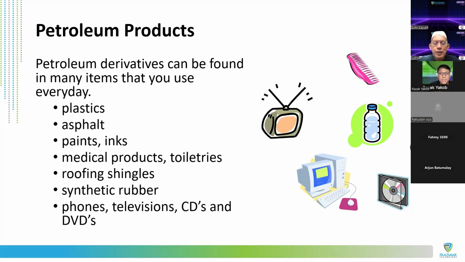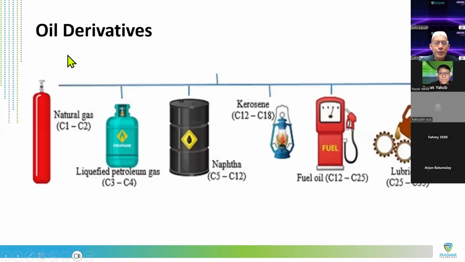Medical products, normally they try to use it because, for example, they use something like menthol to make it feel like a coolness when you apply your medical ointment. Then of course you can still use some of these petroleum products to make it feel a bit cooling, or some absorbent to make it even absorb into your skin and so on. And roofing shingles is a roofing for plastic, synthetic rubber, phone, television, and so on. I think it's everything lah. It's just a few.